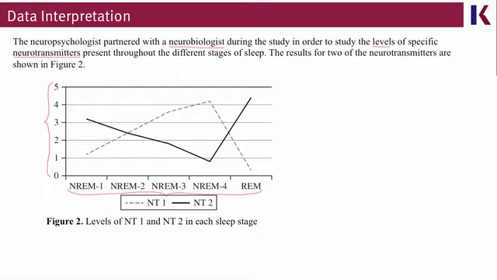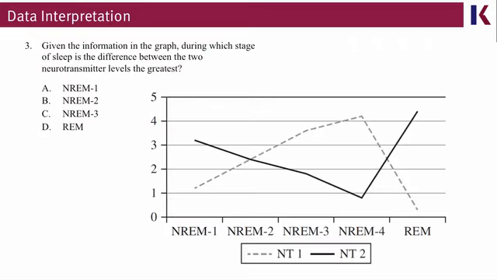So let's take a look at a question asked about this figure. In this question stem, we're given another buzzword. We're asked during which stage of sleep the difference between the two neurotransmitter levels is the greatest. There are a few ways we could approach this. One inefficient way of doing so would be subtracting each of the values in the graph to determine which one is the largest number. Because the answer choices are not numerical, they're referring to the different stages of sleep, this would be more work than is necessary.